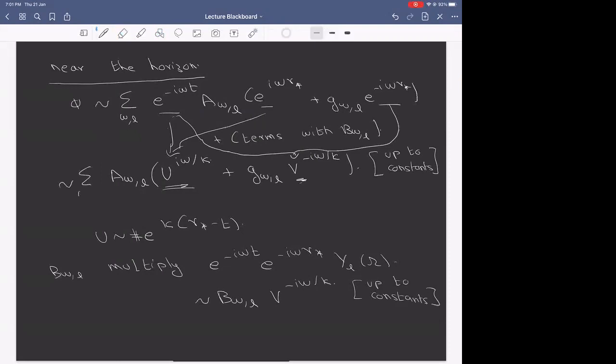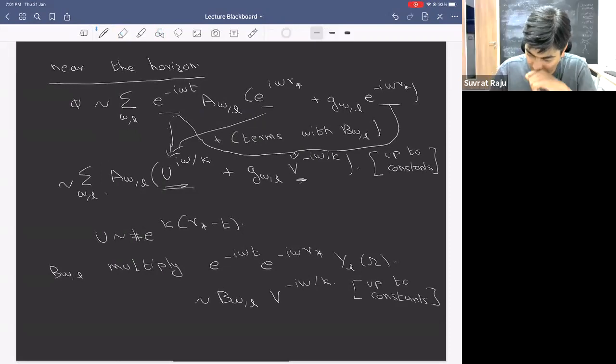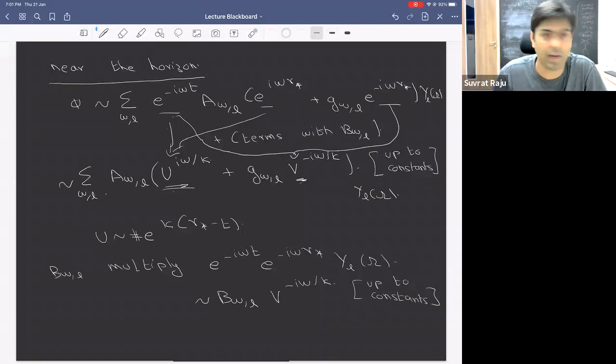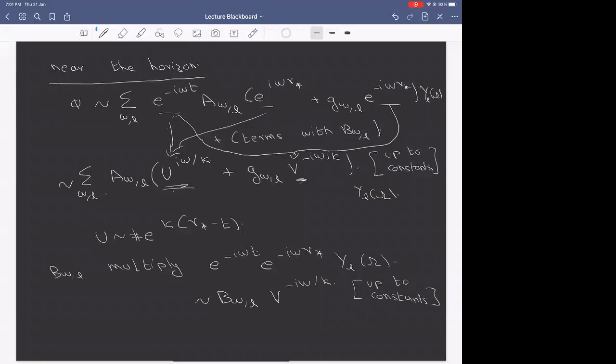Yeah. I just wanted to focus on the terms that were multiplying A omega L. I wanted to focus on these U's and V's. There are also these Y L omegas, which I wrote down several times previously, so I haven't been writing them again. I was focusing on the R star and the T part, and there is the sum over omega L. You don't lose them. Here I wrote down what B omega L multiplies, so I didn't have the sum to start with. But yeah, I should have written the sum. Thank you.